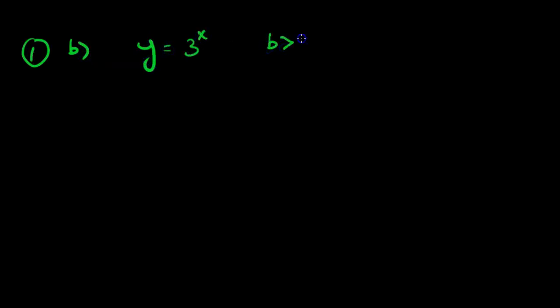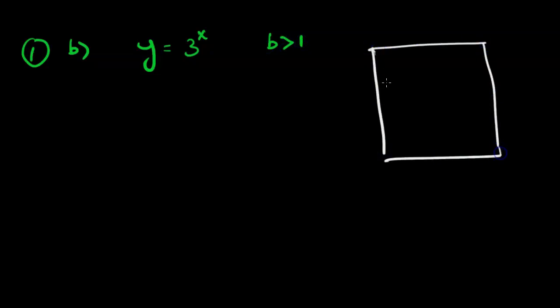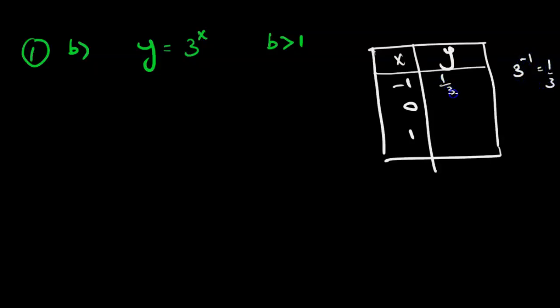So here also b value is greater than 1. When we turn this into a table of values, we can always use x as -1, 0 and 1. So the y value would be equal to, in this case, 3 to the power of -1, which is equal to 1 over 3. So we get 1 over 3 here. 3 to the power of 0 is 1. We get a 1 here. 3 to the power of 1 is 3.